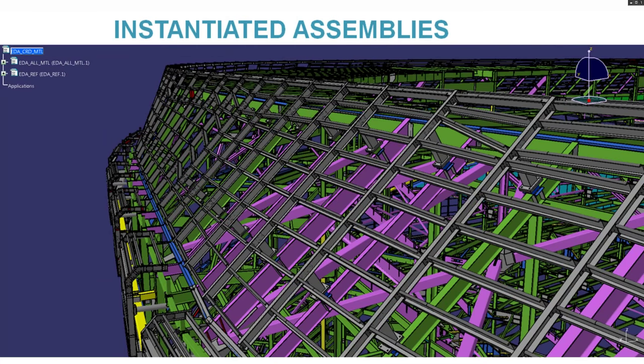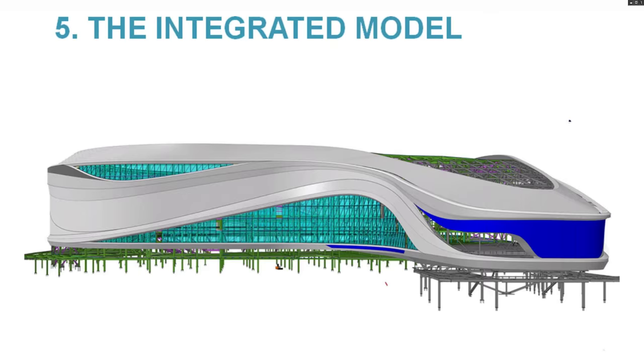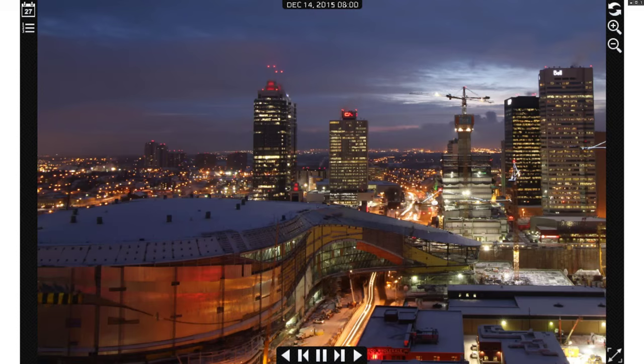We did not do the primary steel here. That was done in Tekla, but we did the aluminum structure. All of our structure, all of our parts integrated with the architect's model, the structural model, the MEP model, are integrated into what we call the Zahner integrated master model. There's an example of the Edmonton Downtown Arena and a shot of construction as of yesterday.